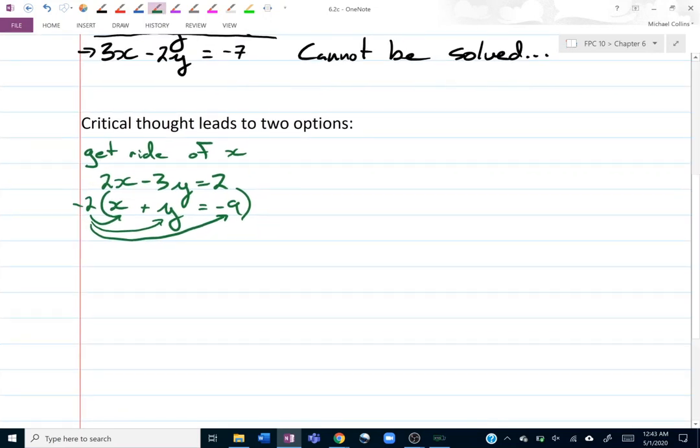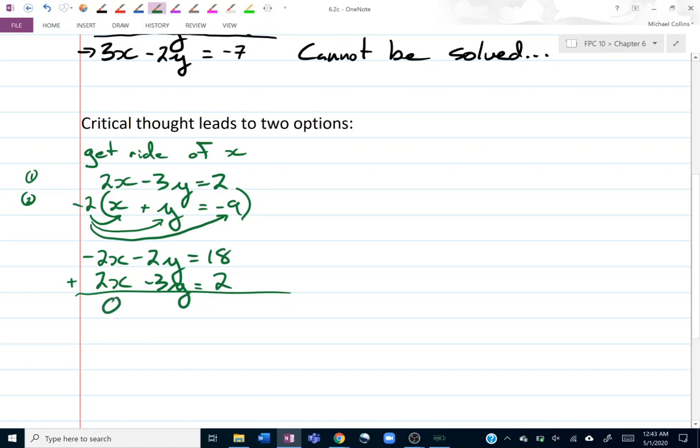So what I end up with is negative 2x minus 2y is equal to a positive 18. I made a fatal mistake there as well. If this is equation 1 and this is equation 2, I'm going to write this first equation down again: 2x minus 3y is equal to 2. And I'm going to add these equations together. My negative 2x plus positive 2x is 0, which is exactly why we multiplied by negative 2. That was the whole point.